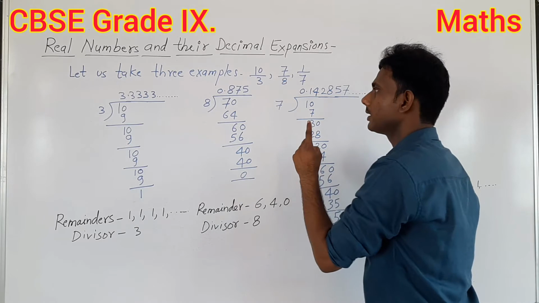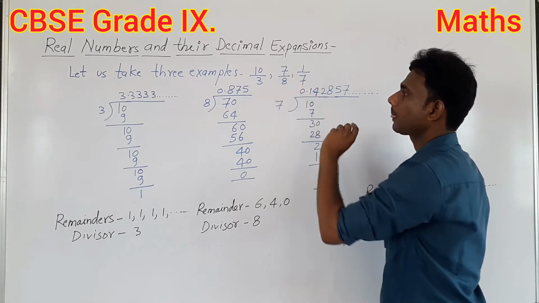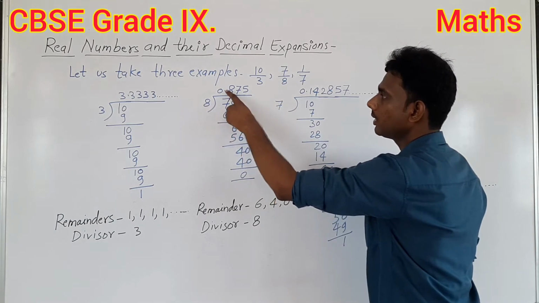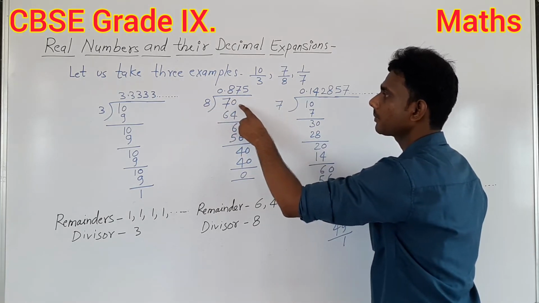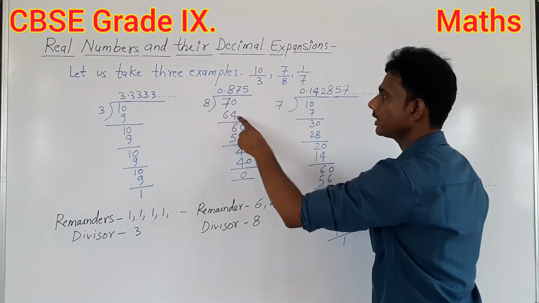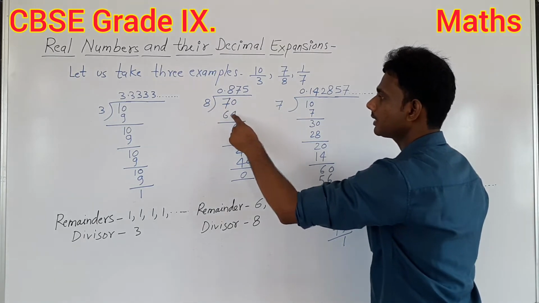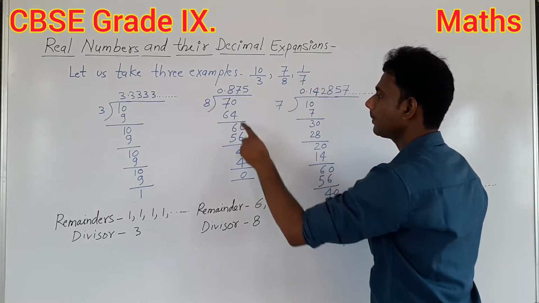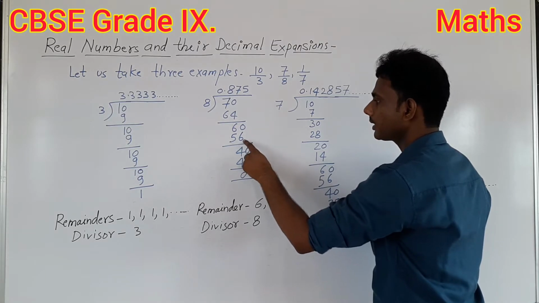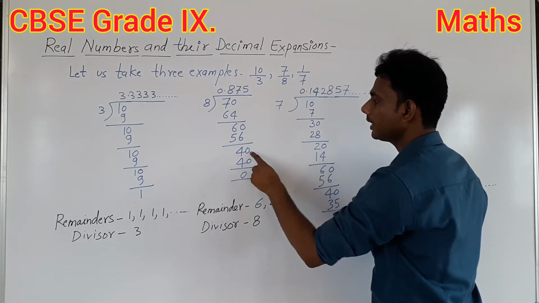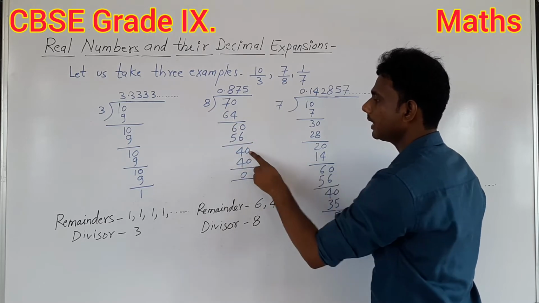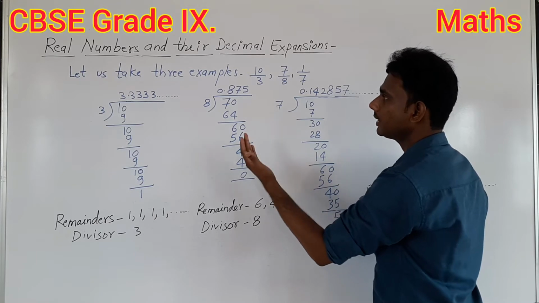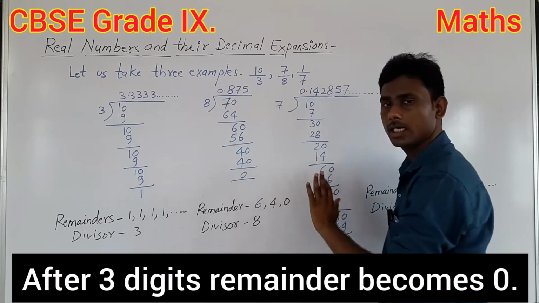In the second fraction, 7 upon 8, 7 is divided by 8. 7 is not divisible by 8, so you put a decimal here and write 10. 8 8s are 64. 70 minus 64, 6. Again you write 0. 60. 8 7s are 56. 60 minus 56, 4. The remainder is 4. Again you write 0. 40. 8 5s are 40. 40 minus 40, 0. Means after 3 digits the whole thing is terminating.